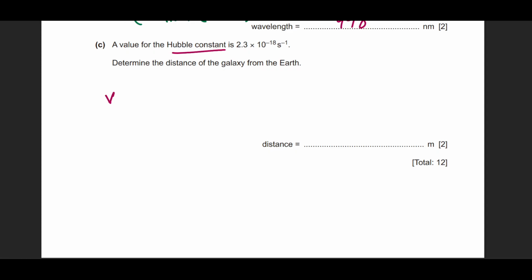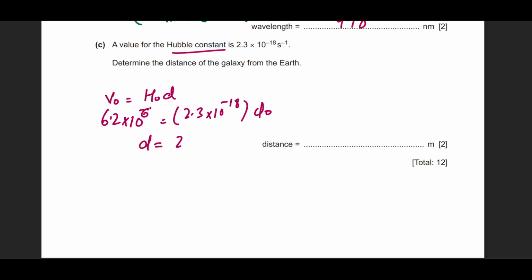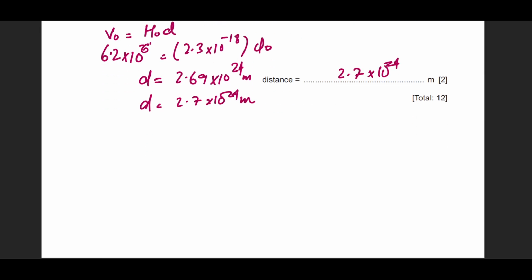So we need to use Hubble's law. V naught equals H naught D. So velocity is 6.2 into 10 raised to power 6 equals Hubble's constant, which is given in the data booklet, 2.3 into 10 to the minus 18, times d naught. So the distance of this galaxy from us is 2.69 into 10 to the power 24 meters, which is very far away. So this is 2.7 into 10 to the power 24 meters. You can convert this into light years as well.